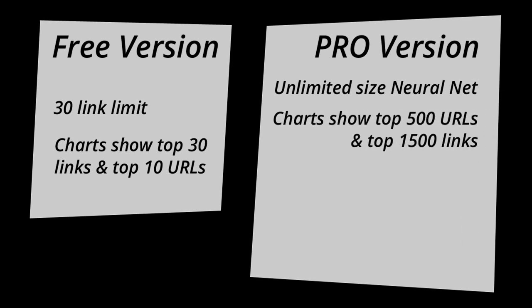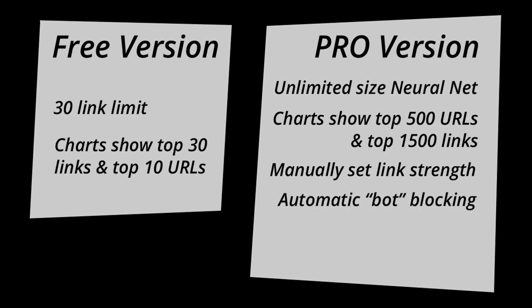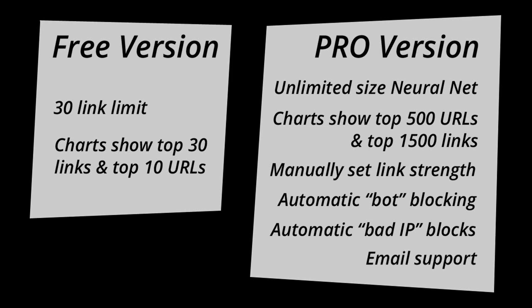It also increases the graph sizes to show 500 URLs and 1,500 links between them. The Pro version allows you to manually adjust the strength of links between URLs to help force or discourage recommended content. It automatically downloads block lists for common search engine bots, crawlers and spiders to prevent them influencing the neural network, and a list of bad IP addresses which get ignored as they might affect the visitor stats. You will also get email support if needed.